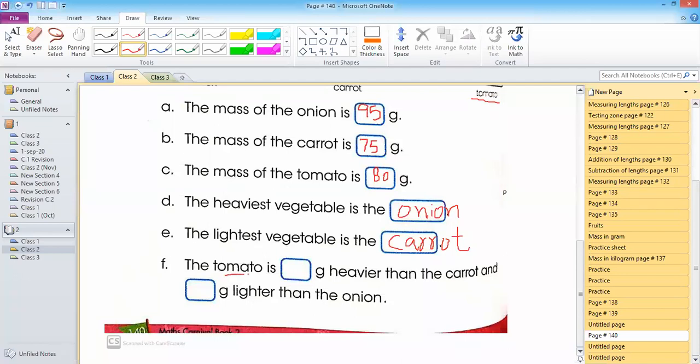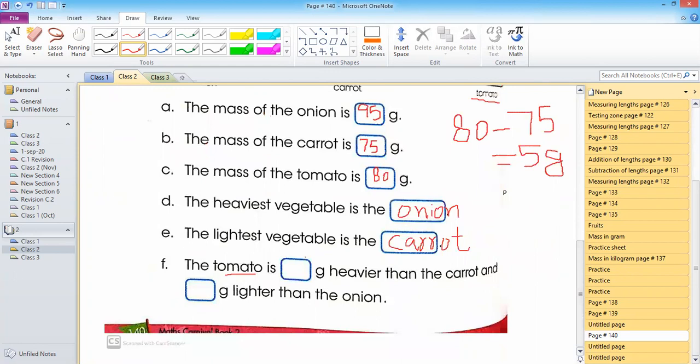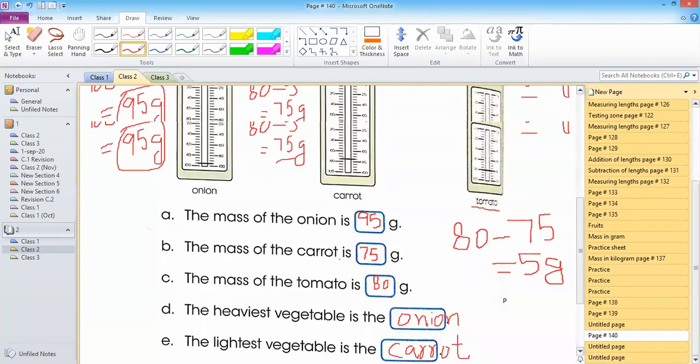Now, tomato is dash gram heavier than carrot. So look, this is 80, and you have to find out the difference. How much heavier? Minus. What is the weight of carrot? The carrot weight is 75 gram. 80 minus 75 is equal to 5. So you will say the tomato is 5 gram heavier than carrot.